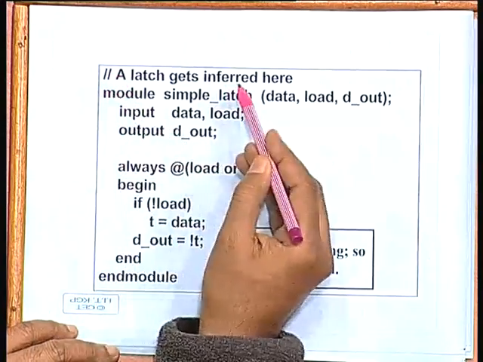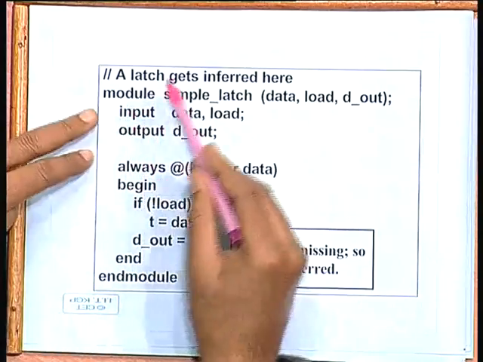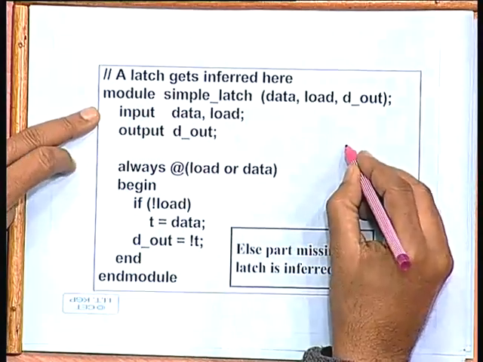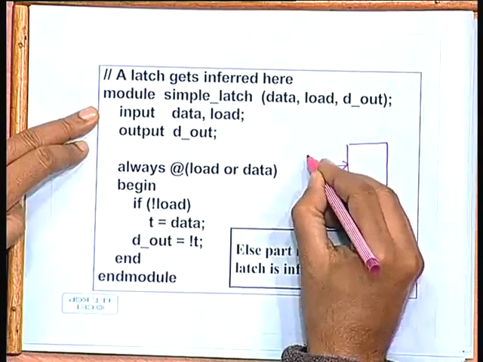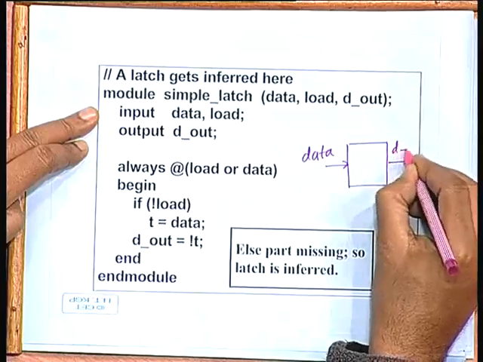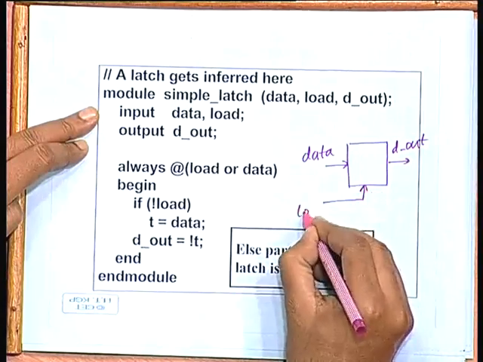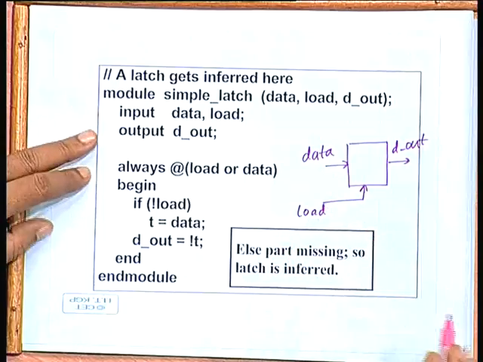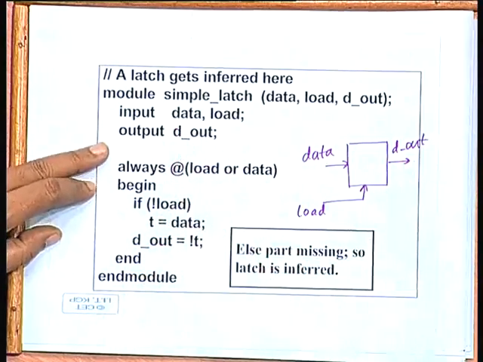Double slash means a comment in Verilog, this you can give anywhere. So, this is the specification of a simple latch where you have a data input, you have a data output and you have a load signal. Data and load are inputs, D out is an output.